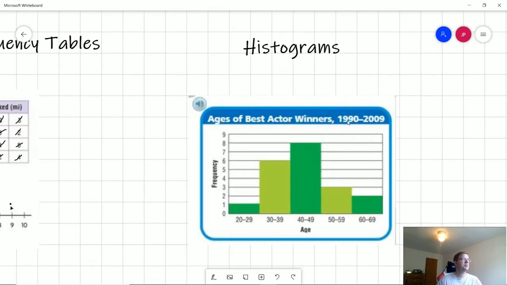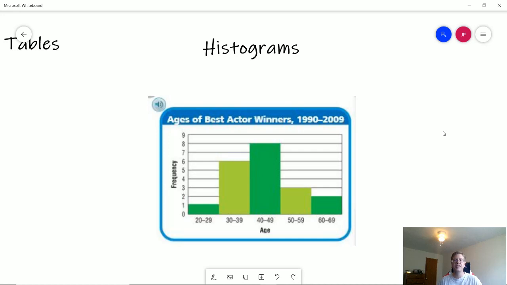The last thing I want to introduce is a histogram. And so we are going to use dot plots and histograms an awful lot when we're working with statistics, where the dot plot is going to give specific answers for each thing. A histogram is going to give us a range. And so from the ages of 20 to 29, we might have one person that won an award, but we don't find out exactly what age that person is, just that they fall in this range. Same thing for 30 to 39.